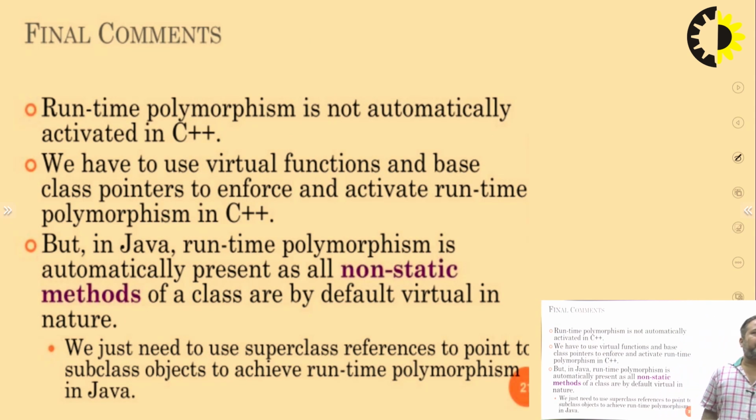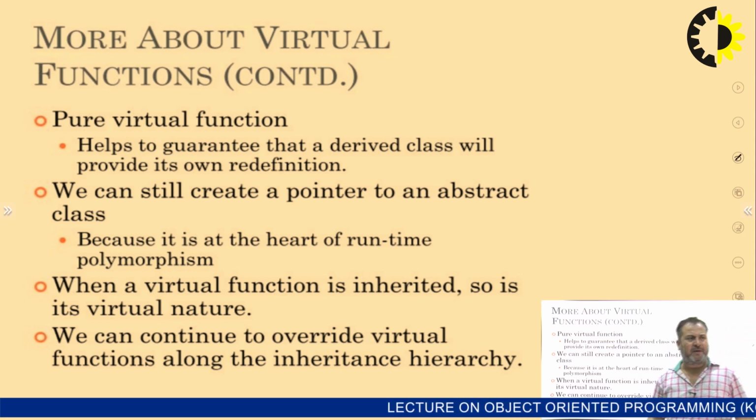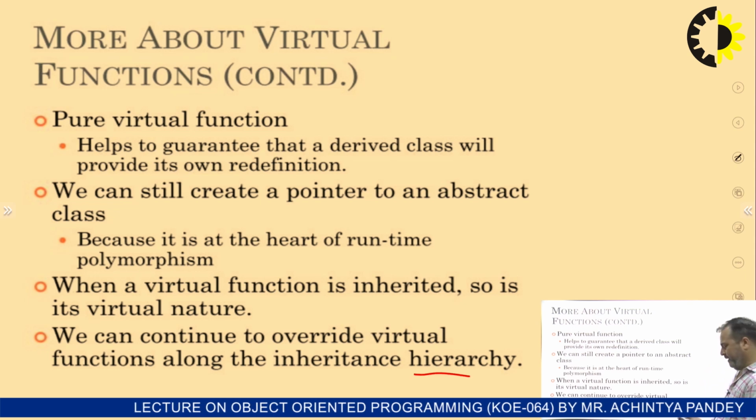So finally we have seen that runtime polymorphism is not automatically activated in C++, right? We have to use a virtual function and a base class pointer, right? By making base class pointers, we could override the function, the same function which is used in the base class, without rewriting the virtual keyword. So we can still create a pointer to an abstract class because it is the heart of runtime polymorphism. When a virtual function is inherited, so is its virtual nature. We can continue to override the virtual function along the inheritance hierarchy.